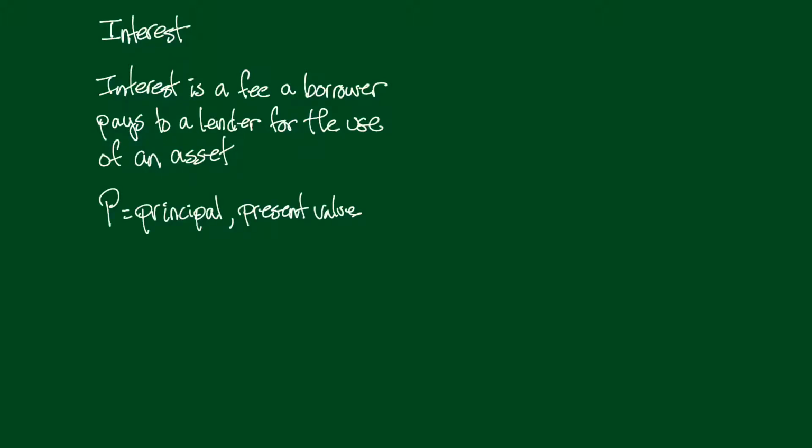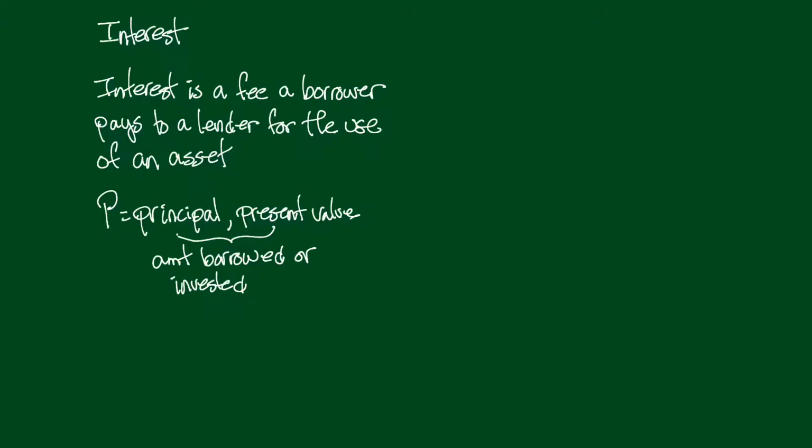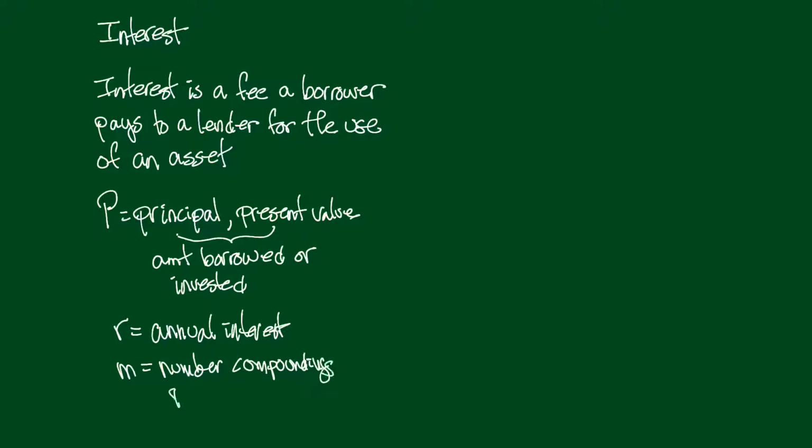So let's start here with some letters that we're going to use. We're going to use the letter P to represent the principal, which we also can call the present value. And the principal is the amount that is borrowed or that is invested. The lowercase letter r is going to be the annual interest rate. And lowercase m is going to be the number of compoundings per year.